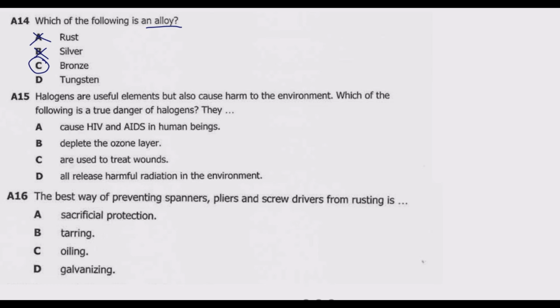Related to this, we also need to know other examples. For example, mild steel is made of iron and carbon. Then I also have stainless steel, which is made of iron, chromium, and nickel. Then I also have brass, which is a mixture of copper and zinc. Among the least known, we also have solder, which is basically a mixture of lead and tin. So you need to know these. We move to question 15.